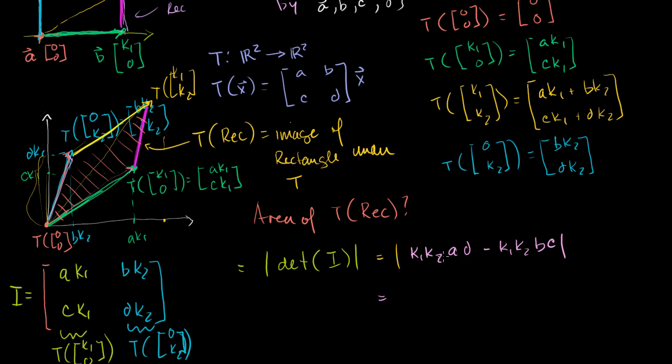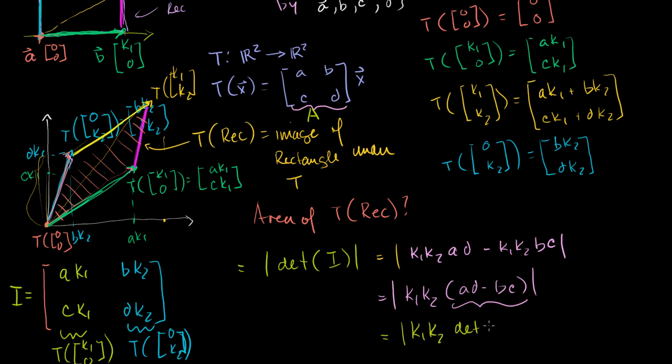Now, what is this equal to? We can factor out a K1, K2. So it's the absolute value of K1, K2 times AD minus BC. Now, what is this equal to? Well, AD minus BC, that is the determinant of our transformation matrix. So if we say that T of x, or our transformation matrix, if we call this matrix A, this is equal to K1, K2 times the determinant of A, which is a pretty interesting takeaway.